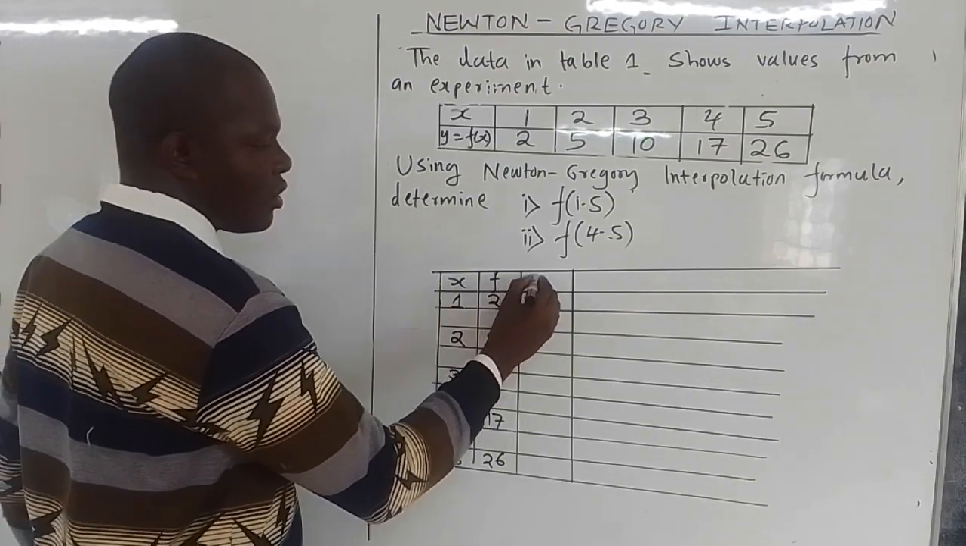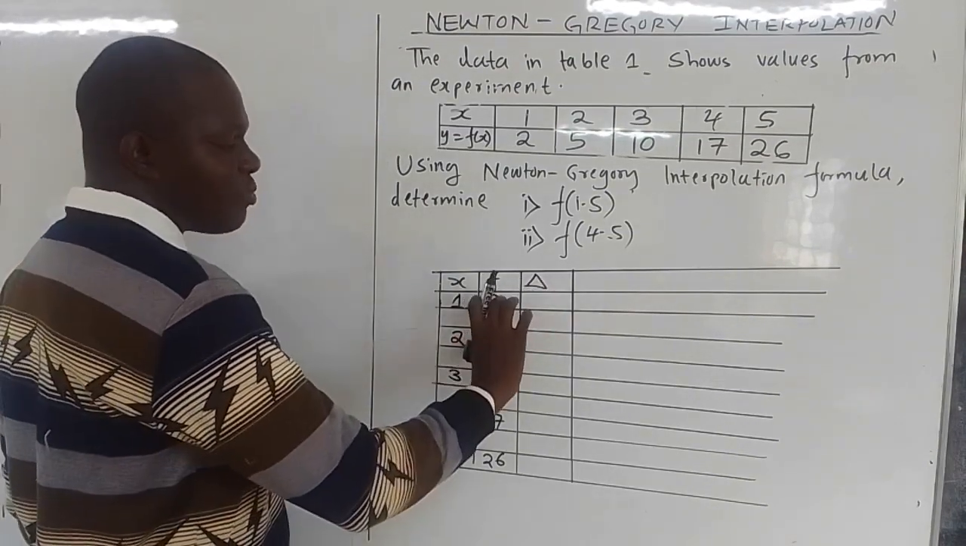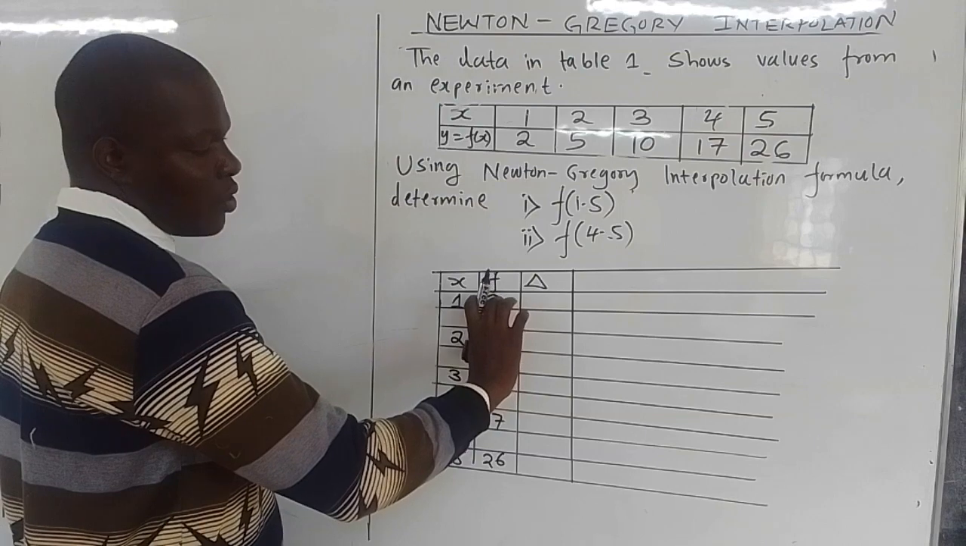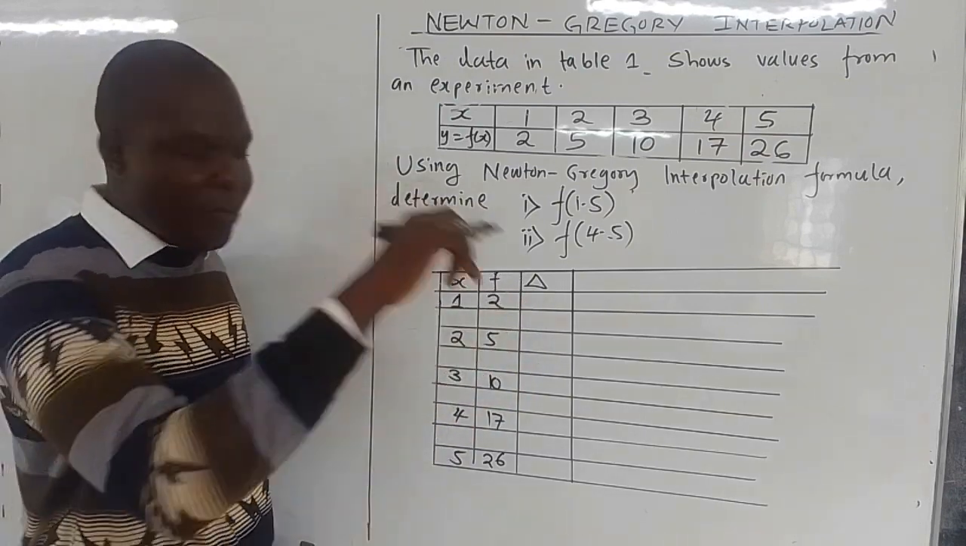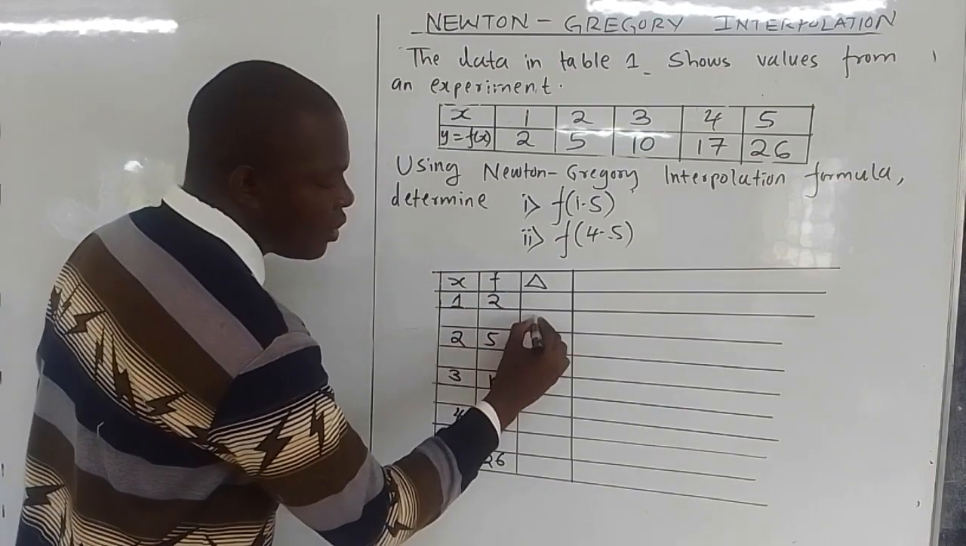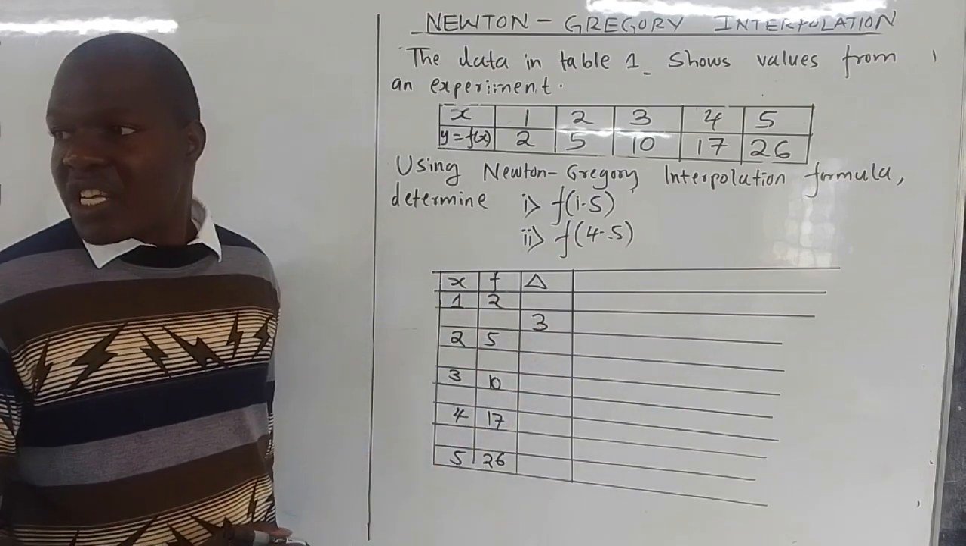Isn't it? So what is delta? The difference between these, isn't it? So what is the difference between 2 and 5? 5, second minus first, isn't it? Final minus initial. 5 minus 2, you get that difference to be 3, isn't it?